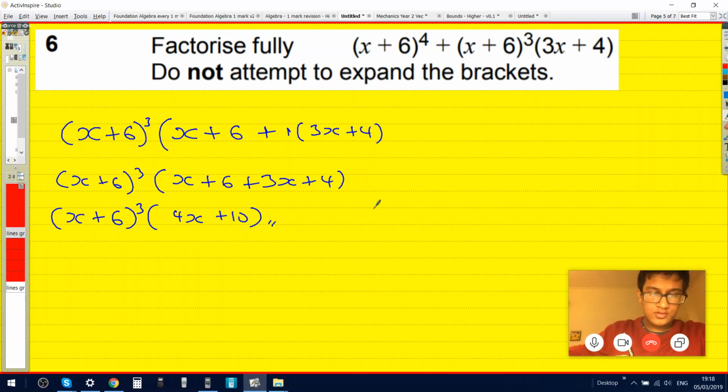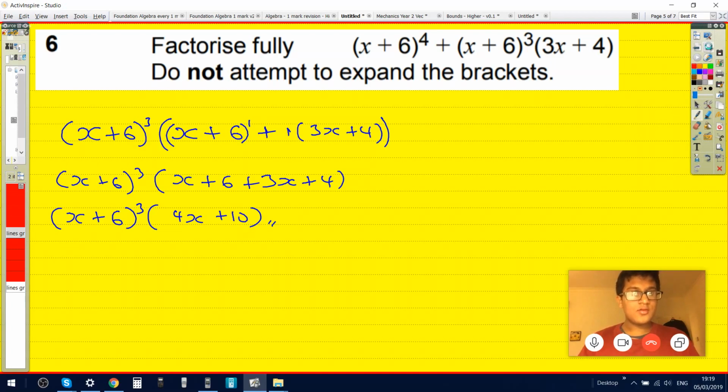Any questions there? The question did say do not attempt to expand the bracket. So the second method is the one where we don't expand. Yeah. And this one is like that to the 1 as well. Yeah. Which is the same thing. Okay.